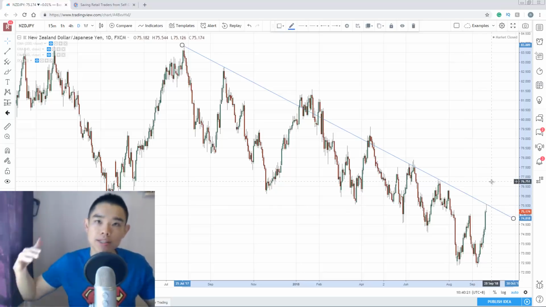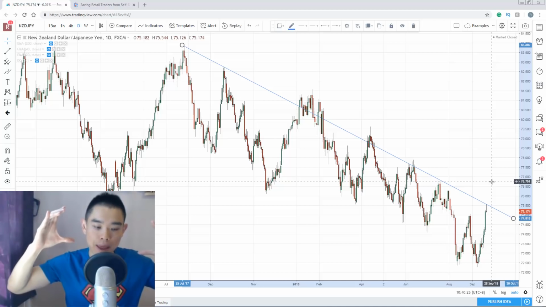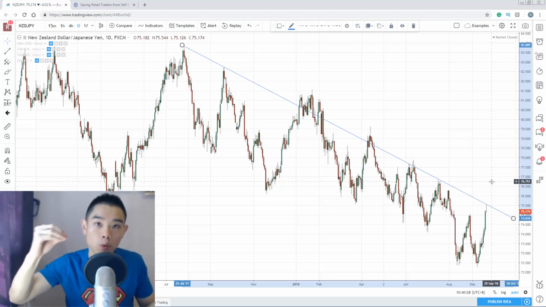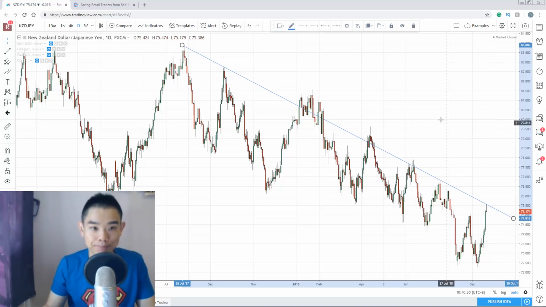I don't care whether it touches the wick or the body. All I want is that it hits any part of the candle as long as it gives me 1 touch. So this is how I draw my trend line.